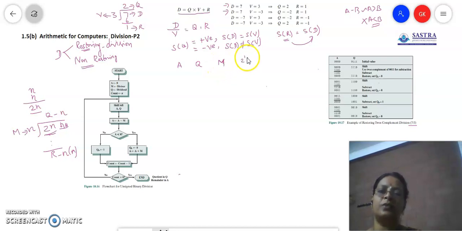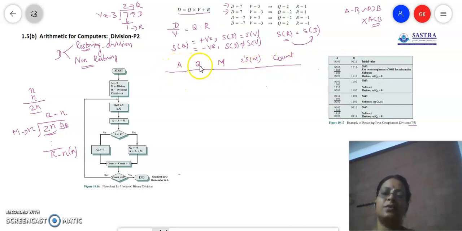So we will also write 2's complement of M, and apart from this we will also be using the count. The count is going to be initialized with the number of times the subtraction has to happen. This is going to be the hardware requirement for us. So we will be using register A, register Q, register M, and then 2's complement of M will also be calculated, and then the count. All of them are going to be of the same length.